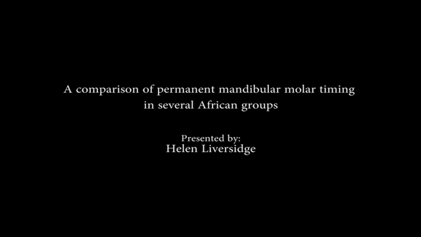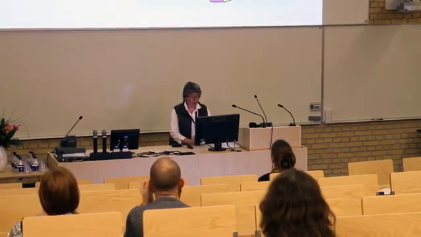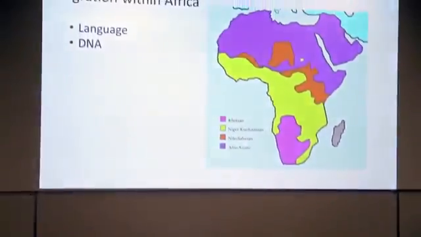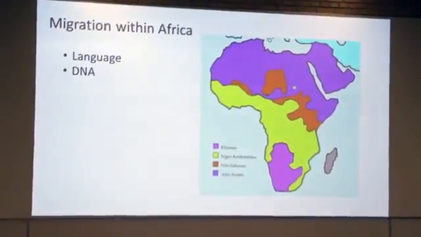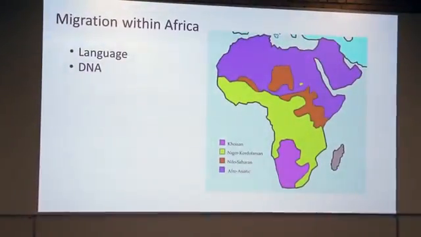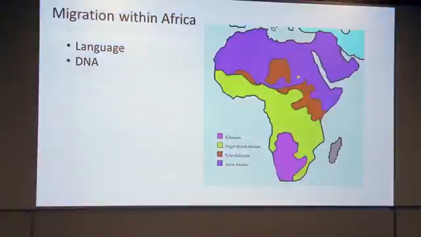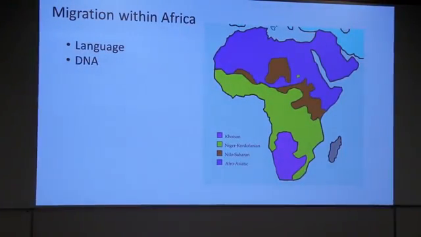Morning, everybody. I'm going to talk about African groups today. So migration within Africa is not very well understood. And in the past, it has been based on the 4 language groups, which are illustrated here. The yellow group is the largest group, and there is a feeling that there was migration from the center of Africa to the west and then to the east and south.